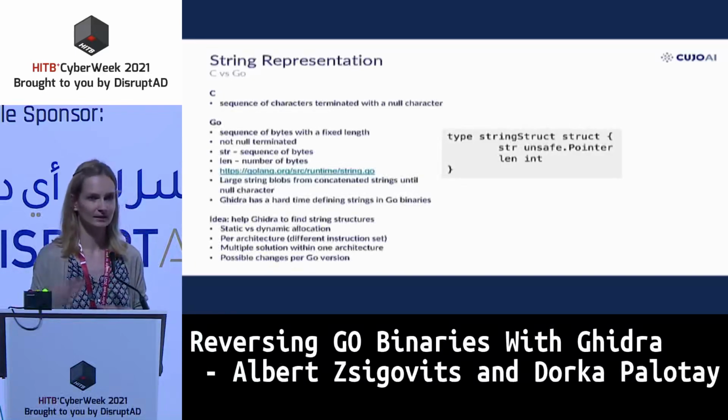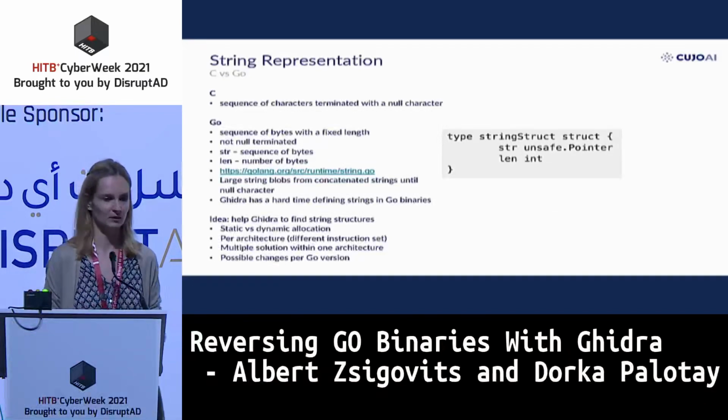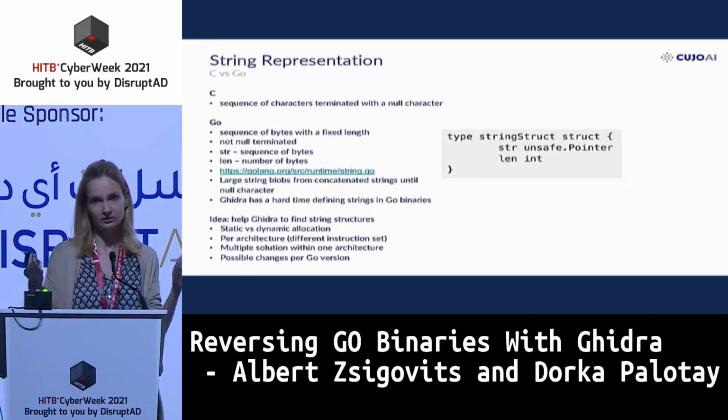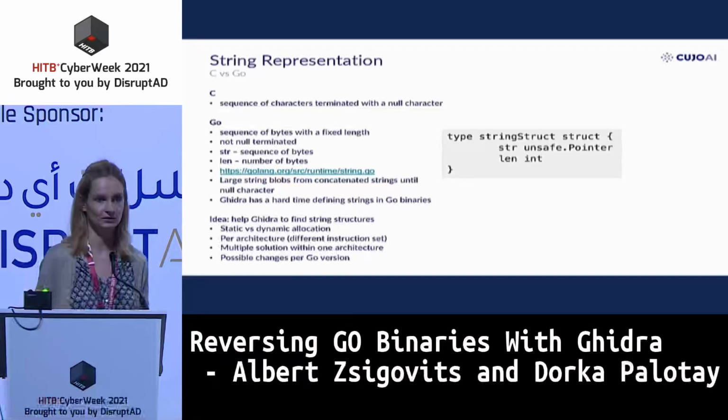So let's look at what strings are within Go. In C, as we all know, a string is a sequence of characters terminated with a null character. The main difference is that in Go, these are sequences of bytes with a fixed length. So they are not null terminated. And there is a specific structure, the string structure, which consists of a pointer to the string and also an integer showing the length of the string. So we need to find these structures.